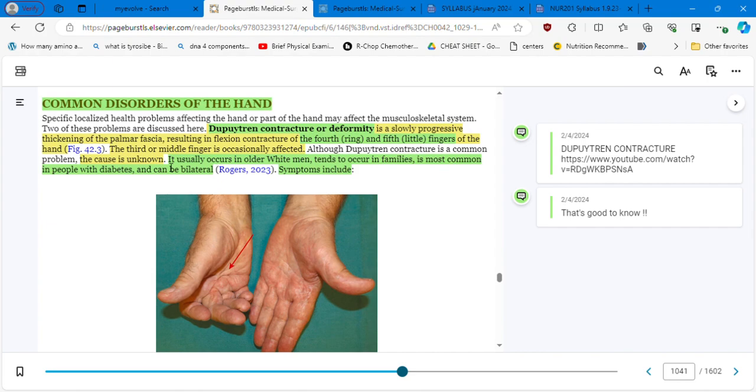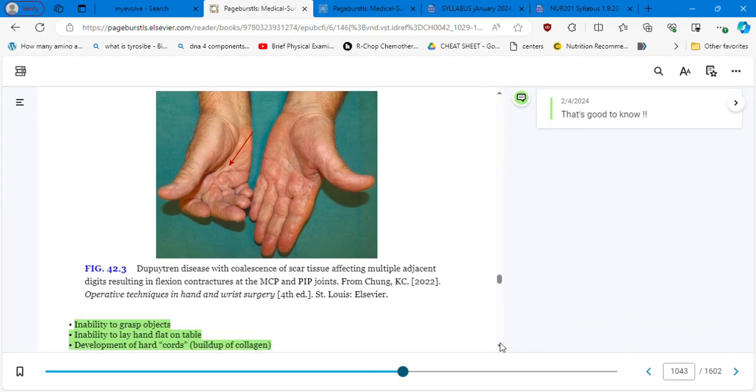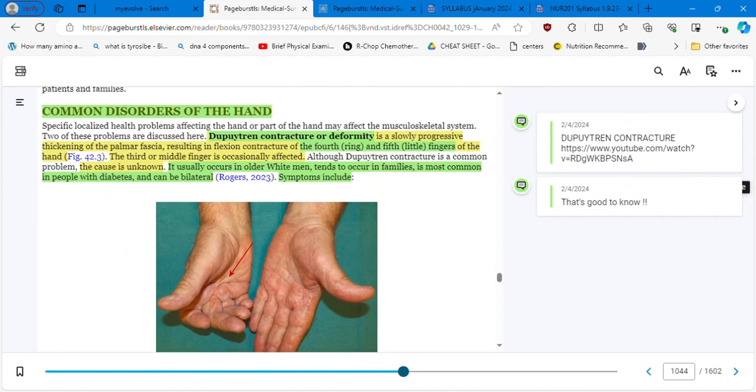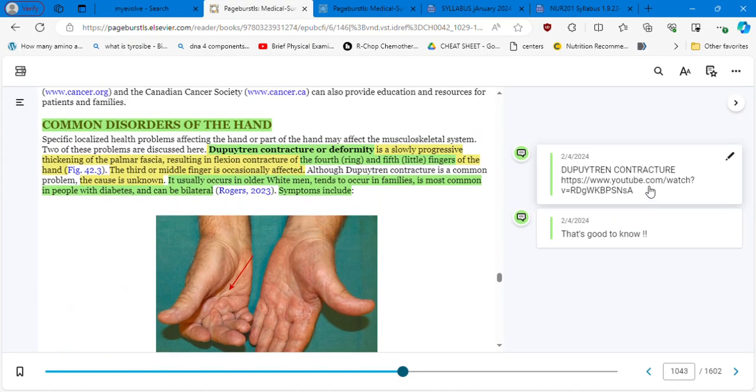So another disease that causes a no. It usually occurs in older white men, tends to occur in families, is most common in people with diabetes, and can be bilateral. So before presenting the video, the symptoms are inability to grasp objects, inability to lay hand flat on table. That's a good one. Development of hard core buildup of collagen. Okay, so let's watch this video, Dupuytren contracture.